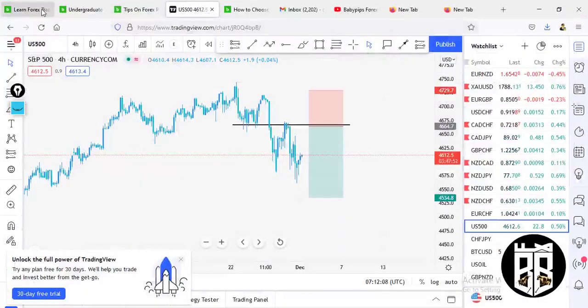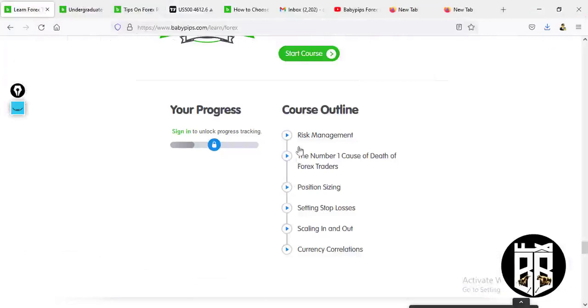So this is how we come to the end of course outline number 3, position sizing.